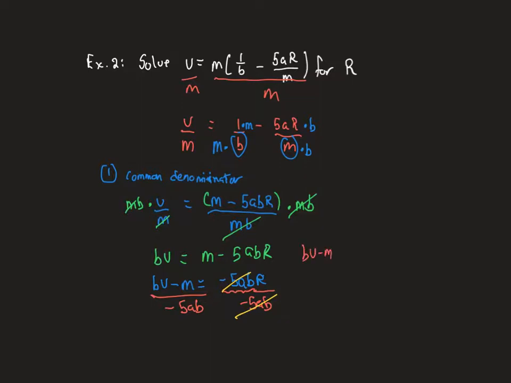bv minus m. I don't like having the negative on the bottom, so let's change the signs on the top. So you have a negative plus, okay, is equal to r. R is by itself, so that's my final answer.